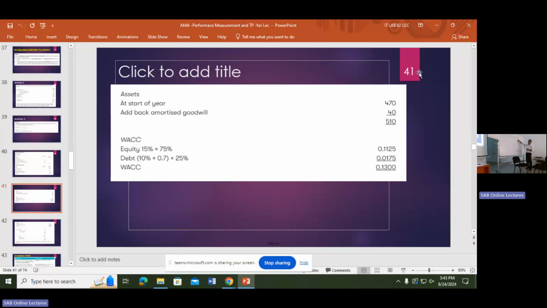Then interest is 10%, that is given. So you remove the tax, 1 minus T, tax rate 30%, so multiplied by 0.7, and into the 0.25 weight, right?